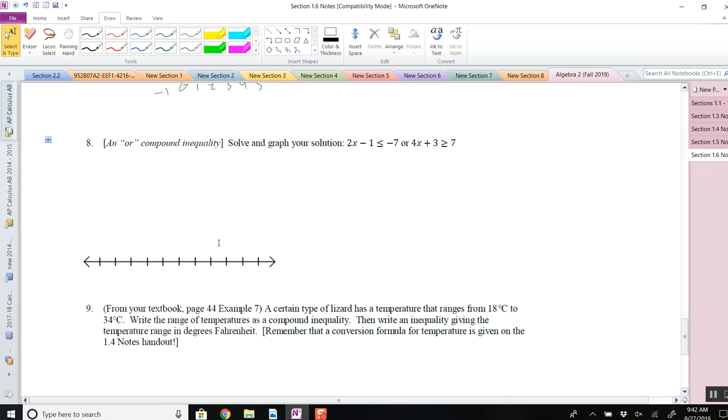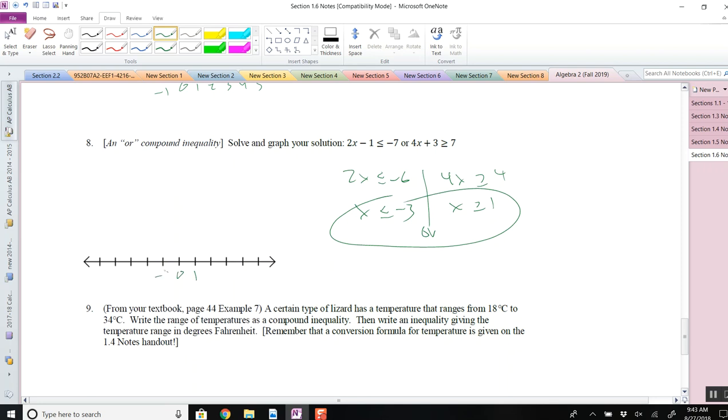Here's yet another one. I'm going to add 1. And actually, you may want to pause the video and then see if you get the same thing. Okay, so it's an or situation because we're one or the other. 0, 1, -1, -2, -3. There, go to the right. There, go to the left. Boom, there you go.